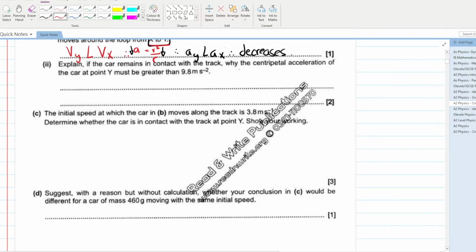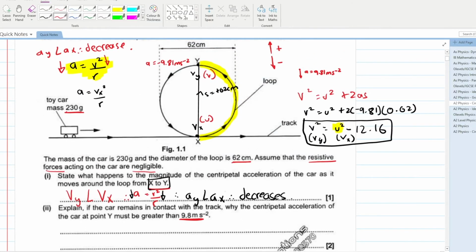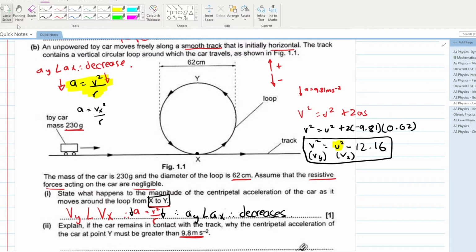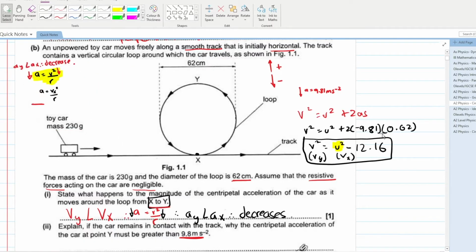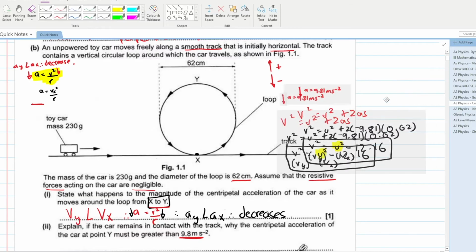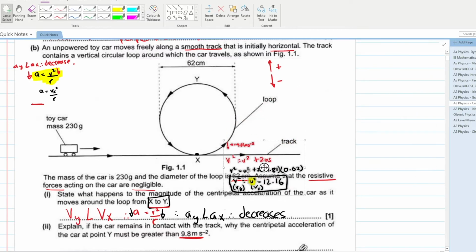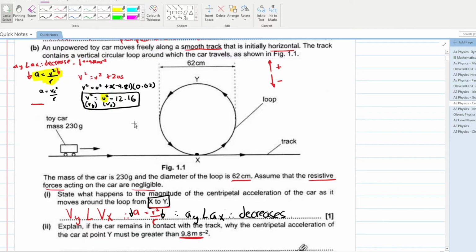Explain, if the car remains in contact with the track, why the centripetal acceleration of the car at point y must be greater than 9.81 ms-2. Okay, look, the examiner is asking us this. Let me erase some things. Where should I put this working? Let's make this smaller and put it here. Okay, this is the first part's working.